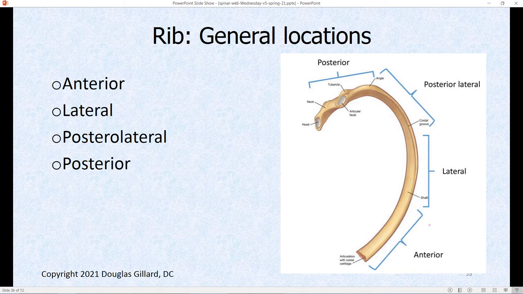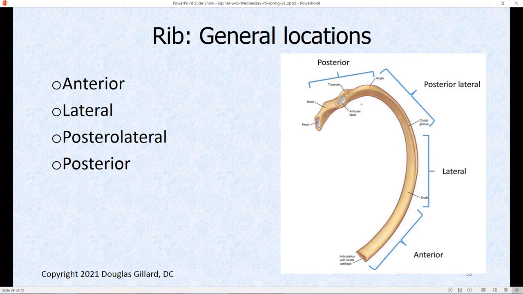Well, while she's doing that, you could say that this is the anterior part of the rib. This rib is in the anatomical position, so it's really not anterior, it's more anterolateral, but that is considered the anterior part of the rib. The lateral part of the rib is just the lateral part of the rib. Posterior lateral would be back here. The angle is the median of the posterior lateral and posterior part of the rib.